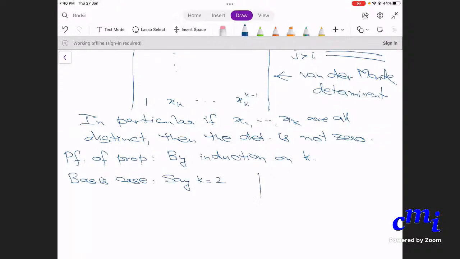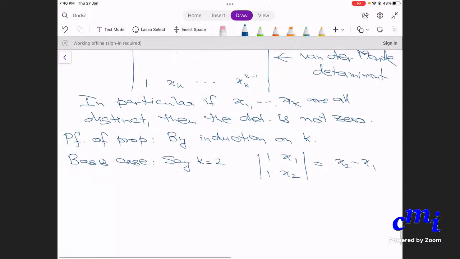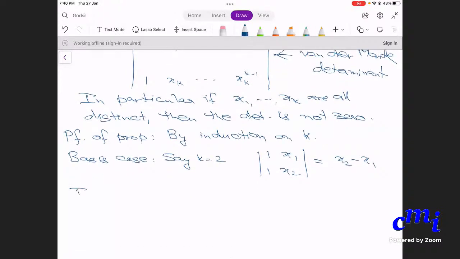So what's the determinant? It's 1, x1, 1, x2. And the determinant, if you calculate, it's just x2 minus x1. Right? So it's correct. So the base case is correct. So, inductive step.